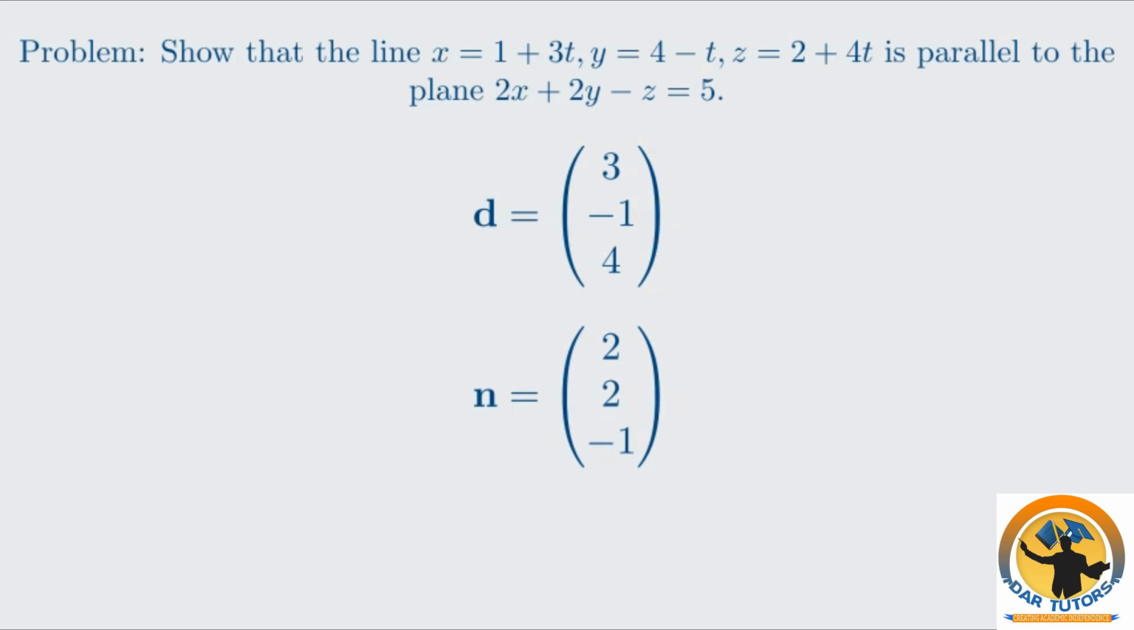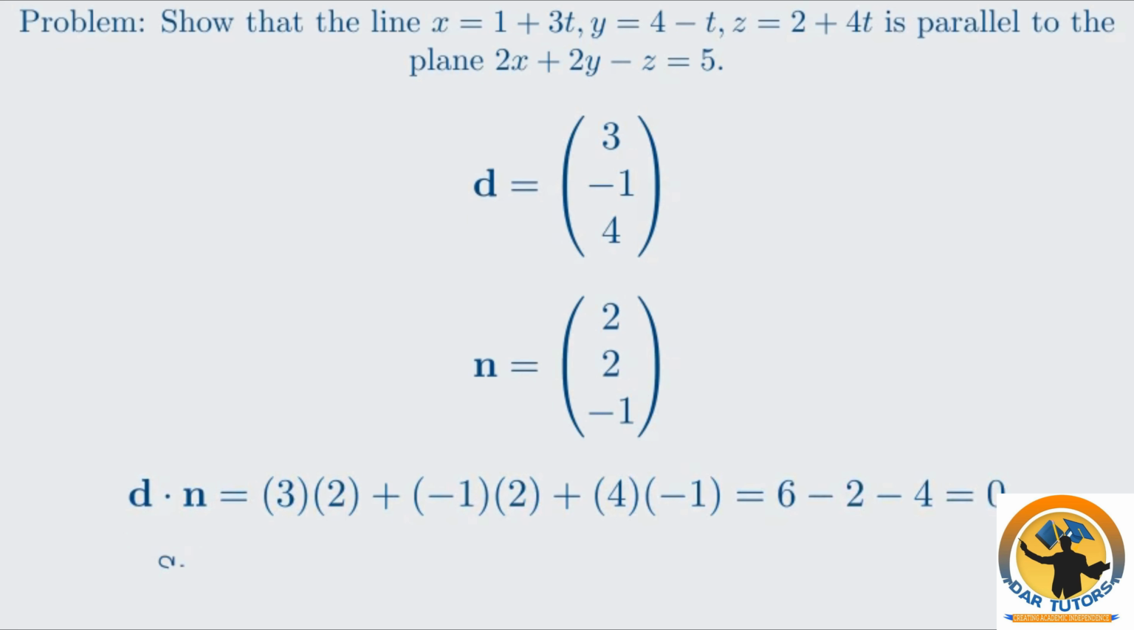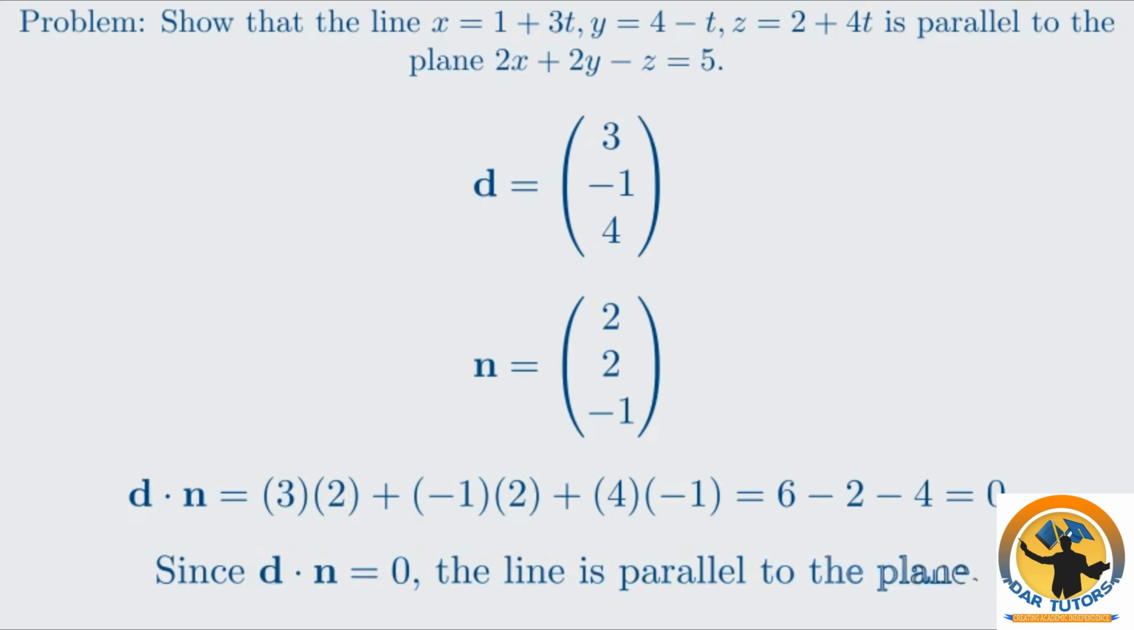Now let's calculate their dot product. The dot product, d dot n, is 3 times 2, plus negative 1 times 2, plus 4 times negative 1. This is 6 minus 2 minus 4, which equals 0. Since the dot product is 0, the direction vector, d, is perpendicular to the normal vector, n. This means the line is parallel to the plane, as required.